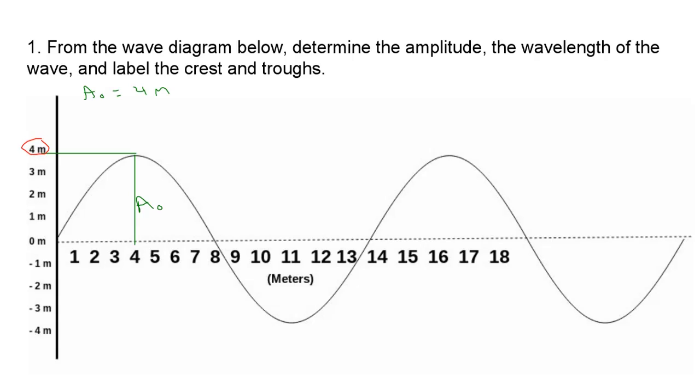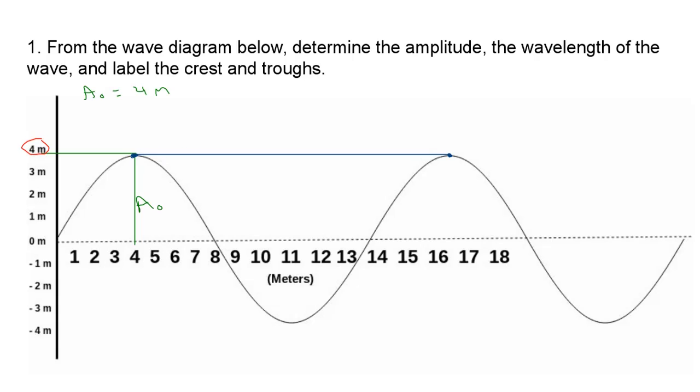Alright, now it wants us to determine the wavelength. Well, the wavelength is the distance from one crest to another crest. So let's label our crests first. Let's label our crests in blue. Blue is a nice color. This is the crest, right? This is the next time it reaches a peak. The wavelength is the distance from crest to crest. So from this crest to this crest is the wavelength.